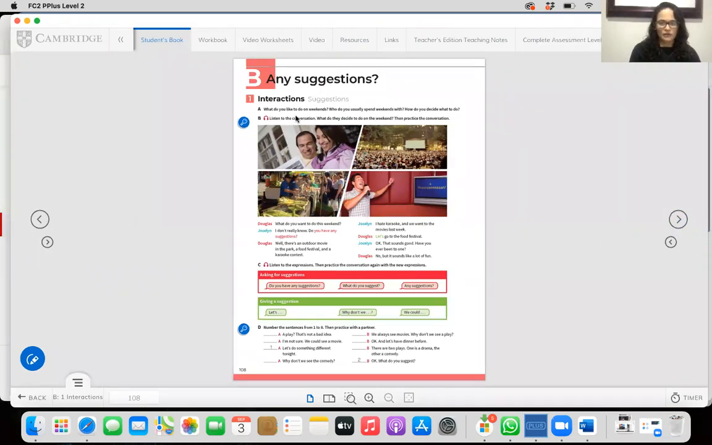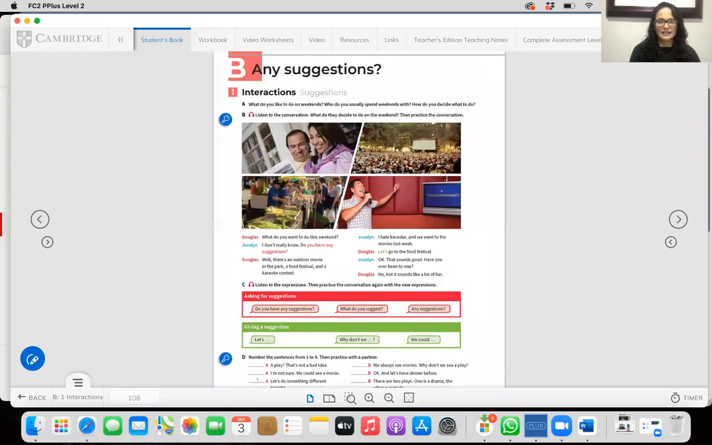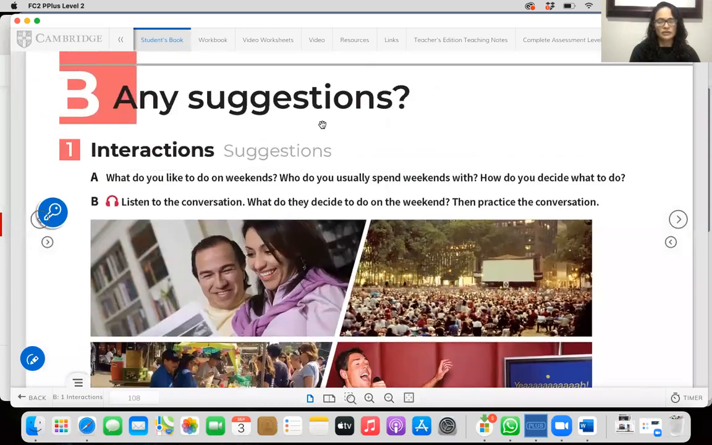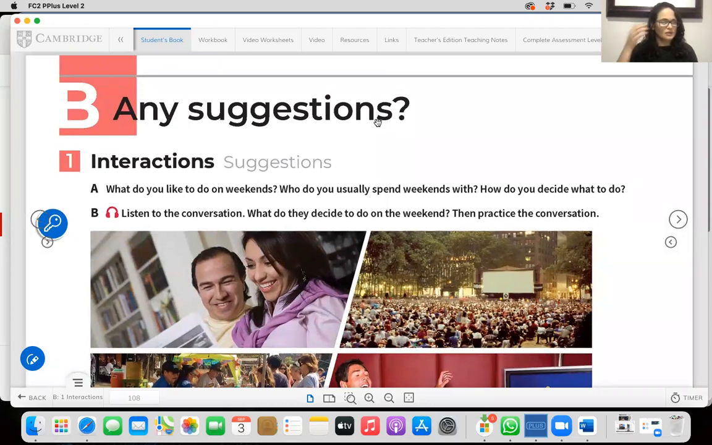Okay. So right here on page 108, we're going to look at interaction. And the interaction says, any suggestions? Remember, the unit is about entertainment, okay? We already saw that. We have movies. Going to the movies is one way of entertainment. Suggesting movies, like, what movie should I see? Give me recommendations of movies.